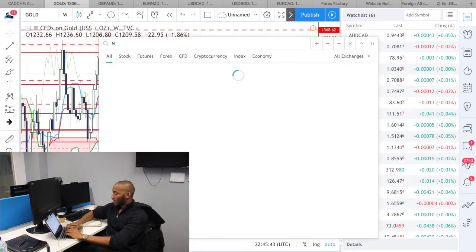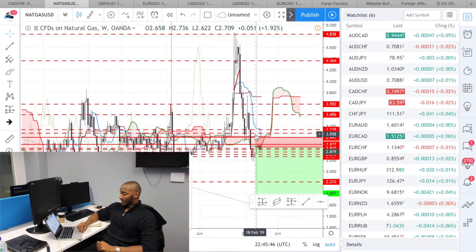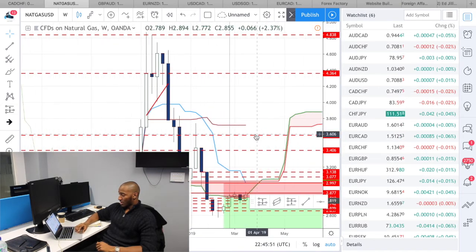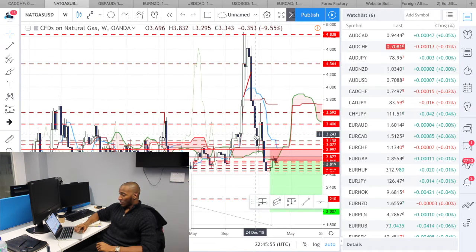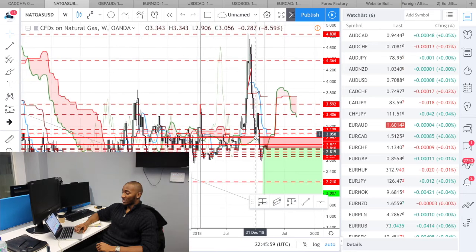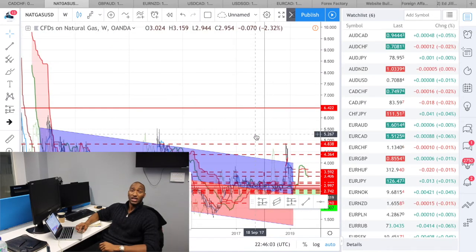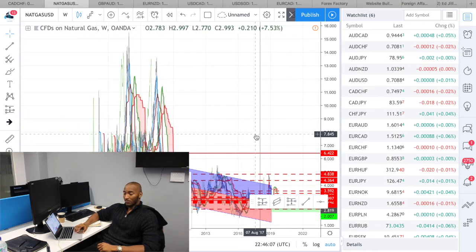Natural gas as well, NTG USD. Moving over to this one, the candlesticks have just broken below the Ichimoku cloud, and it seems as if they're testing it once again. Strong resistance area, and once it breaks through this resistance here, it shall continue to go to our take profit, which is set at 2.